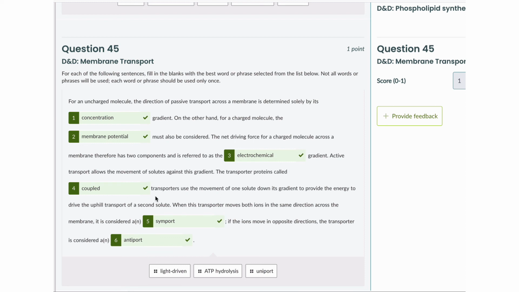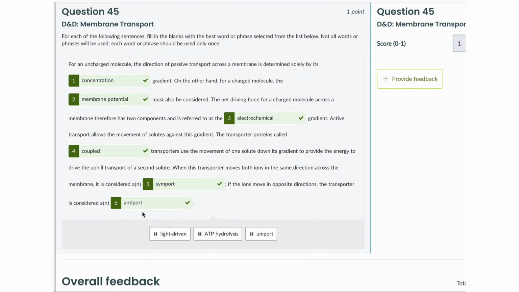The transporter proteins called coupled transporters use the movement of one solute down its concentration gradient to provide energy to drive the uphill transport of a second solute. When this transporter moves both ions in the same direction across the membrane, it's considered a symport. If the ions move in opposite directions, the transport is considered antiport.